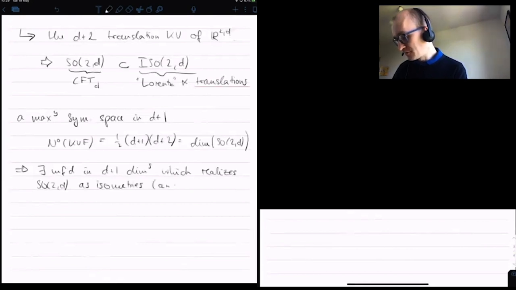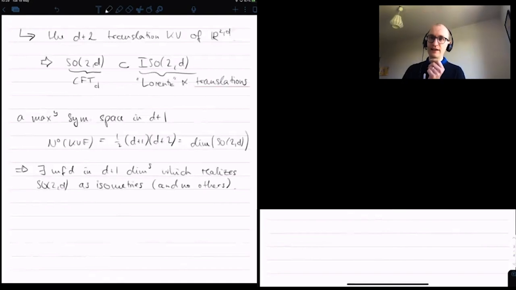And no others. And of course, it won't surprise you very much that AdS in D+1 dimensions is precisely this manifold that we're looking for. But I would like to construct it now. I mean, we actually have all the hints in place of how to construct it.